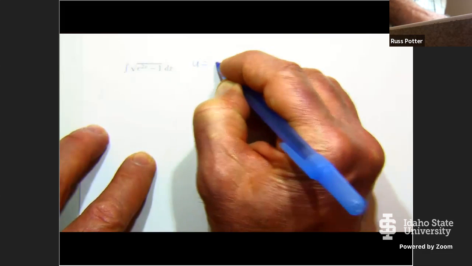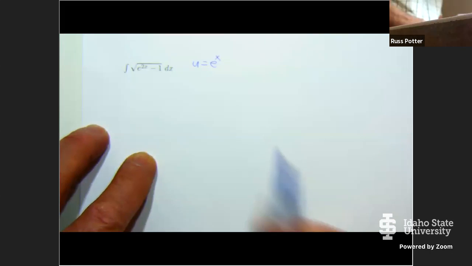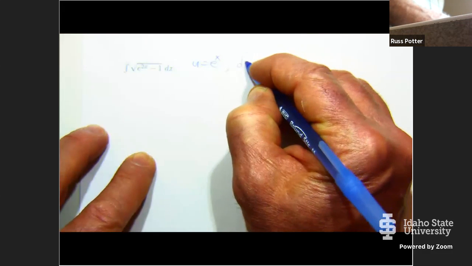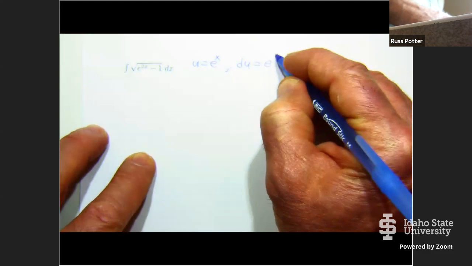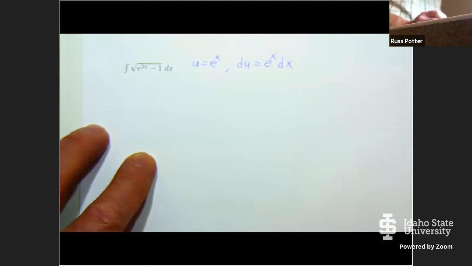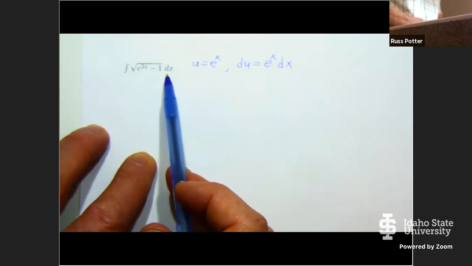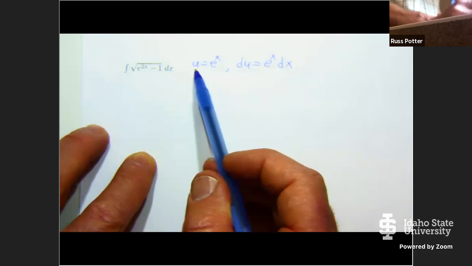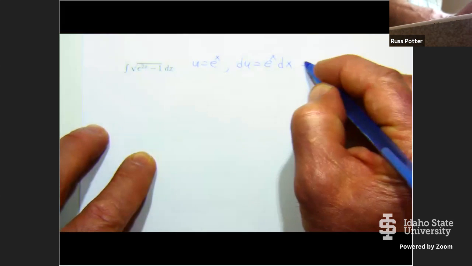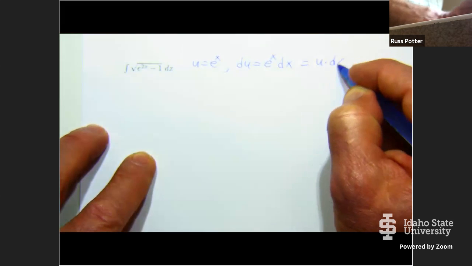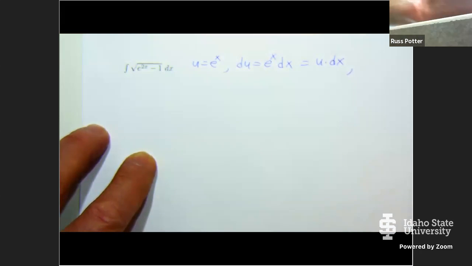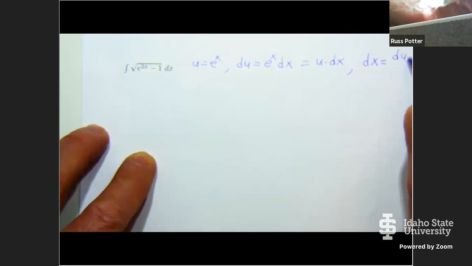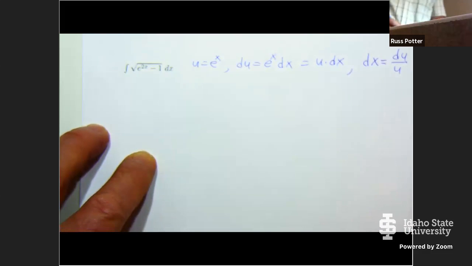So I'm going to pick u to be e to the x, so that u squared is e to the 2x, and du is e to the x dx. And we want to solve for dx, but at the same time, we'll keep in mind that e to the x is u. I'll just go ahead and write this as u times dx. And then dx is du over u.